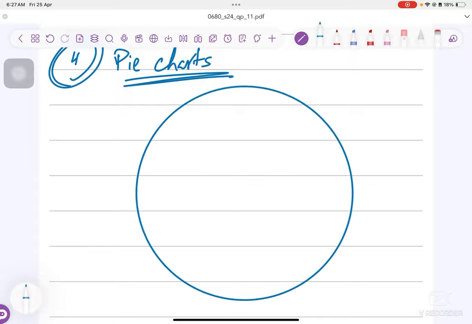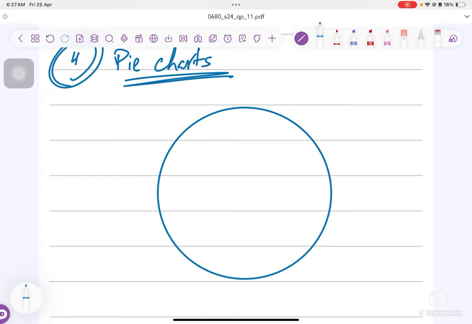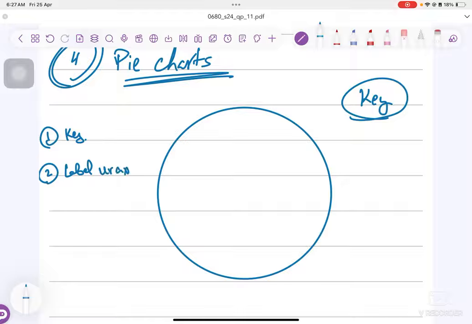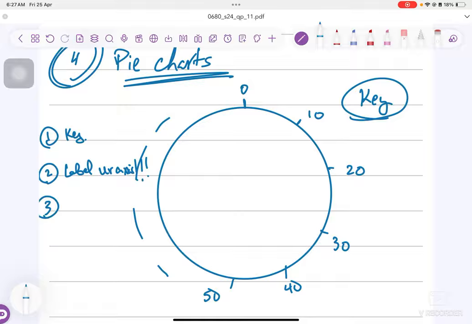First thing, here's your circle, right? You should have a key. So key is a must in the pie charts. So first thing, key, okay? Second thing, label your axis. Okay, label your axis. It starts from 0. It goes 10, 20, 30, 40, 50, and so on. Okay, label your axis.